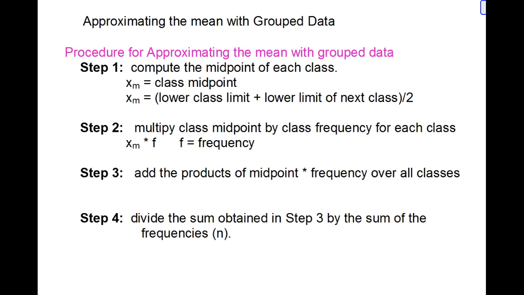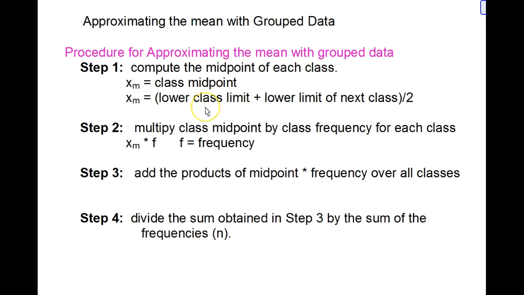And so we're going to discuss the steps, which in this case, step 1 is to compute the midpoint of each class. This x sub m, an x with a subscript of m, that's literally what it means. It means the class midpoint. Recall that the class midpoint is the lower class limit plus the lower class limit of the next class, and then we divide by 2.